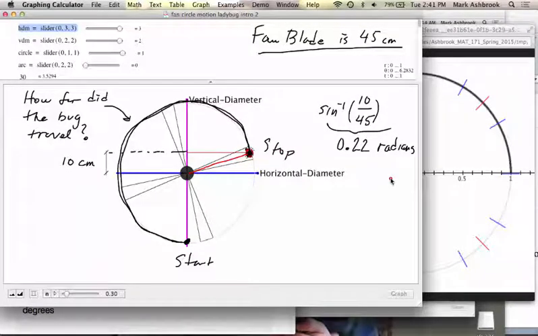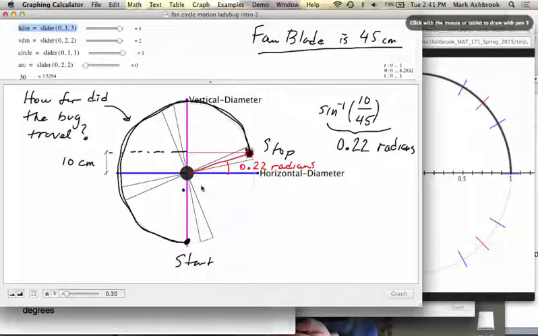We know that this is the angle between negative pi over 2 and pi over 2 from the 3 o'clock position. So that's this angle right here, 0.22 radians. We need, in blue, this angle.